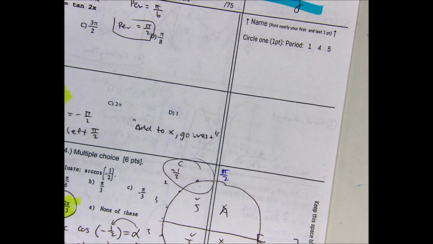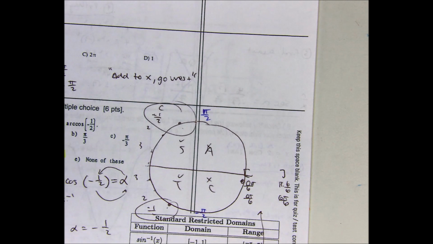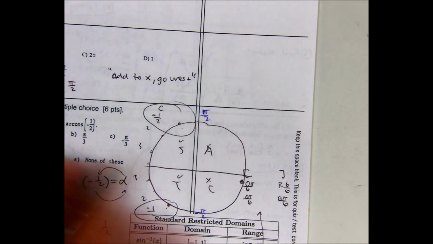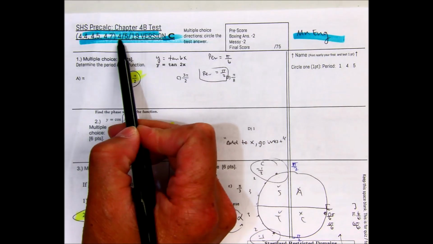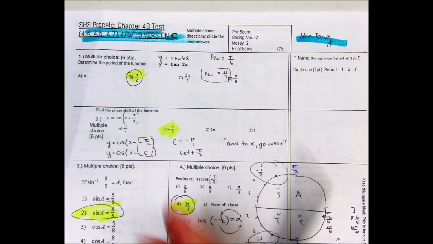Hi, this is Mr. Ng going over the Chapter 4B test taken on April 5th, 2019. This is version C.